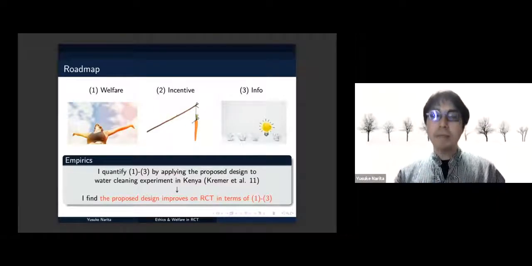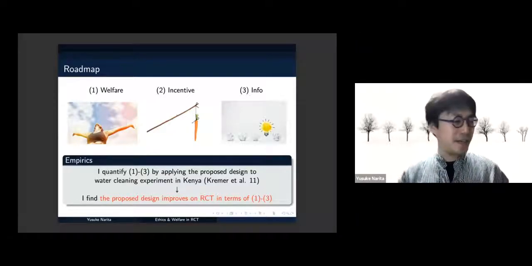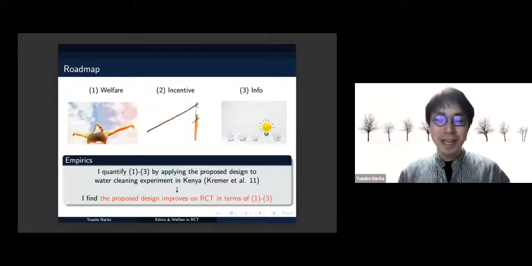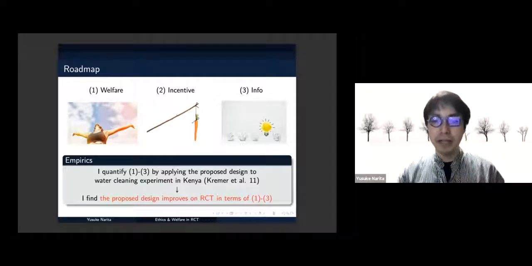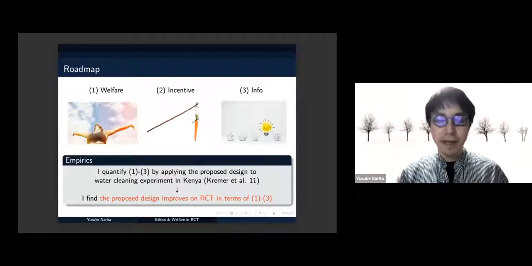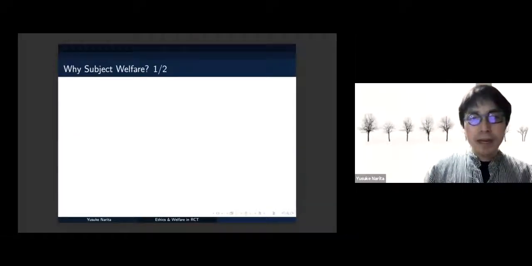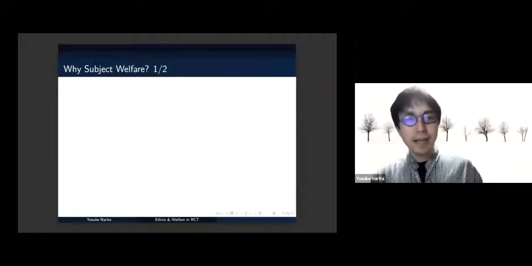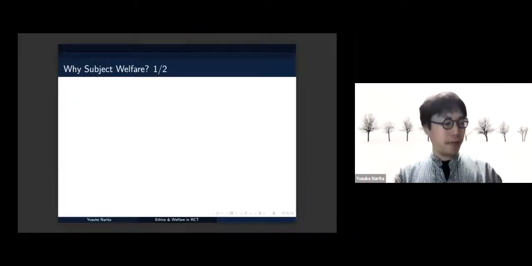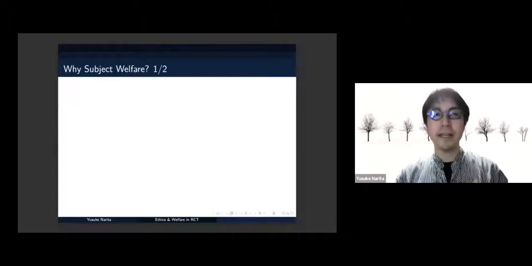So this project is a mix of some methodological development and an empirical illustration. And it's clearly mission impossible to explain all of these points in 25 minutes. So I'm going to mainly focus on the conceptual side of this experimental design and provide only a brief summary of the empirical result. Before jumping into the analysis, let me spend just one minute explaining why this problem is important and interesting. That is, why should we care about subject welfare?